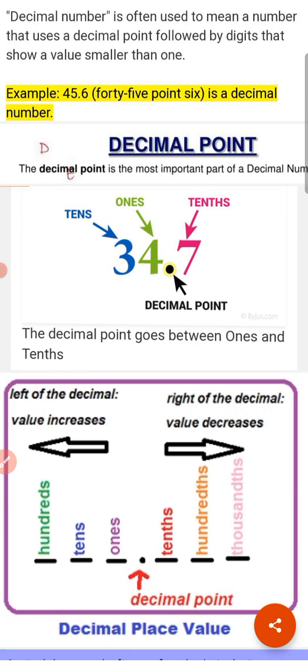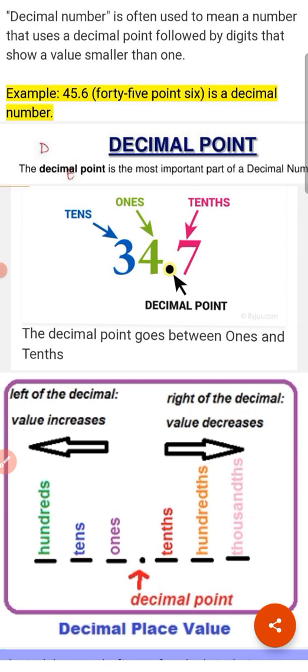Decimal number is often used to mean a number that uses a decimal point followed by digits that show a value smaller than 1. The decimal point is the most important part of a decimal number.